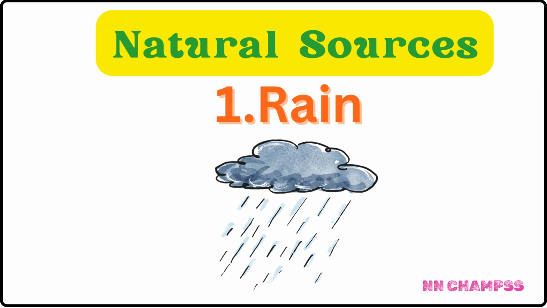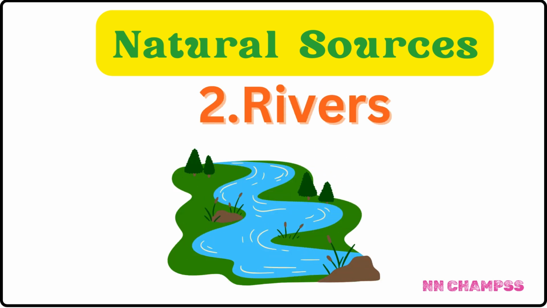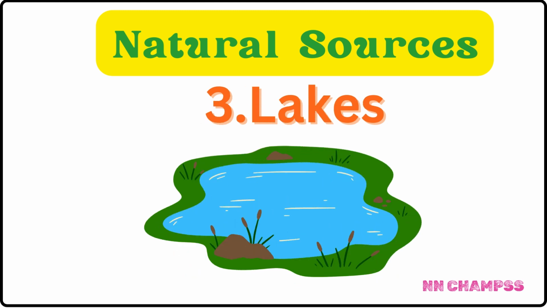First one is rain. Rain is the main source of fresh water on earth. Next, rivers. Flowing water used for drinking, farming and transport. Next, lakes. Large water bodies storing fresh water.